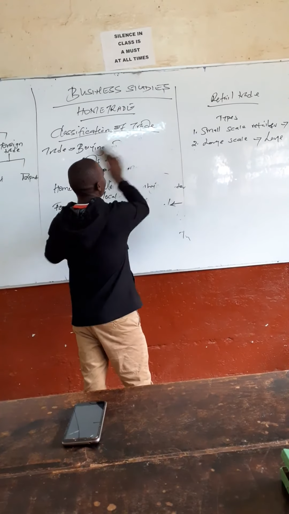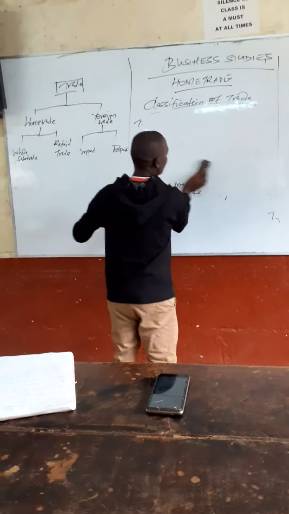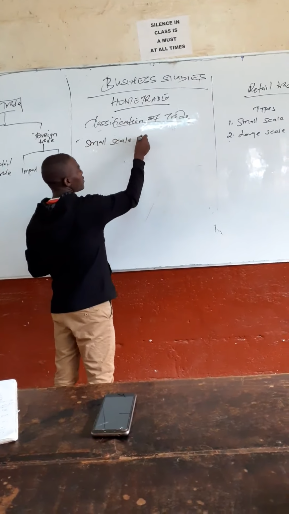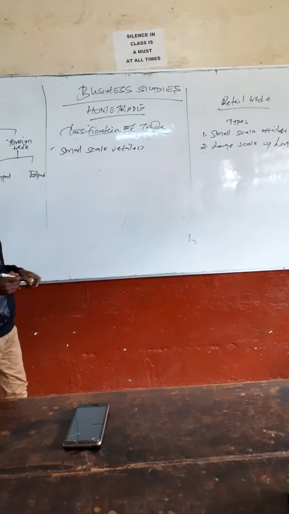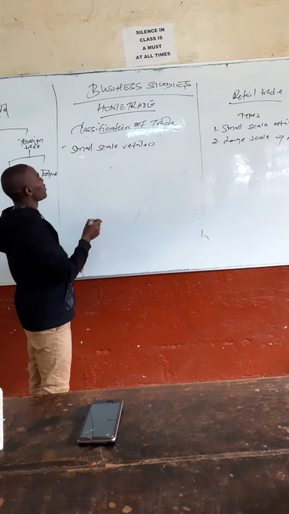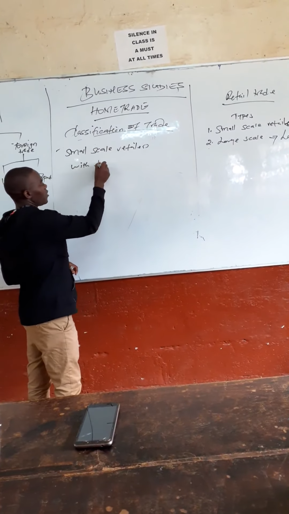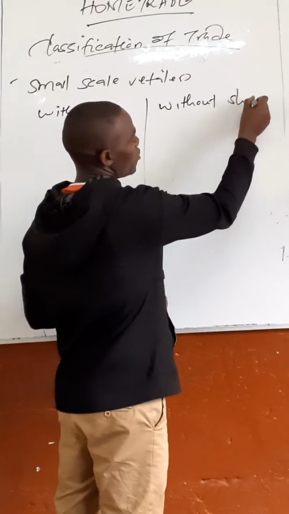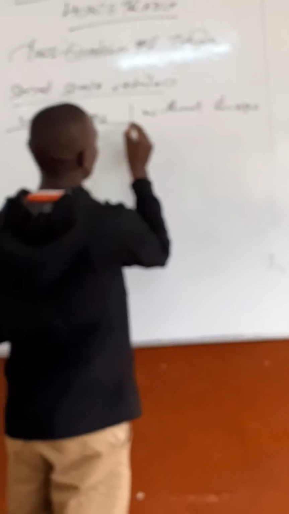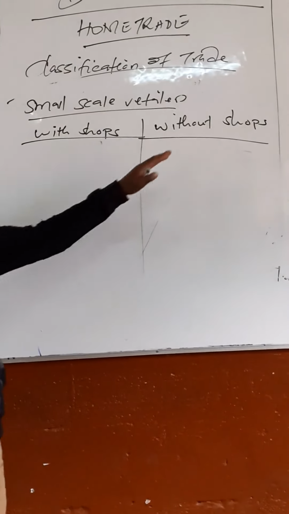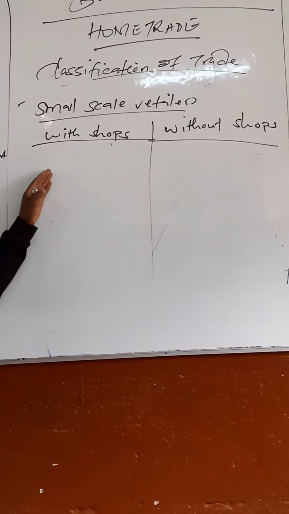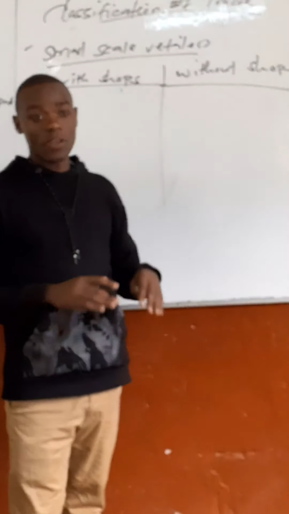These small scale retailers are subdivided into two. We have small scale retailers with shops, and we have small scale retailers without shops. These are two categories of small scale retailers. We have with shops and without. These with shops, it means they have a permanent structure whereby they carry out their businesses, while these without, it means they don't have structures where they are supposed to carry out their businesses.